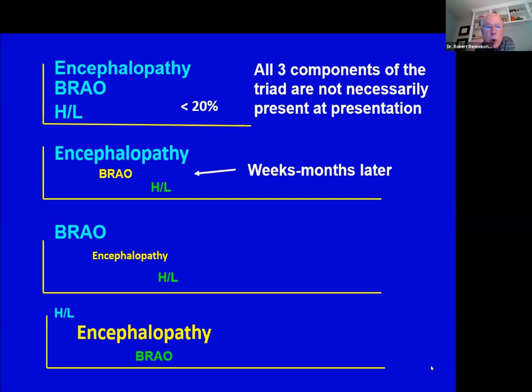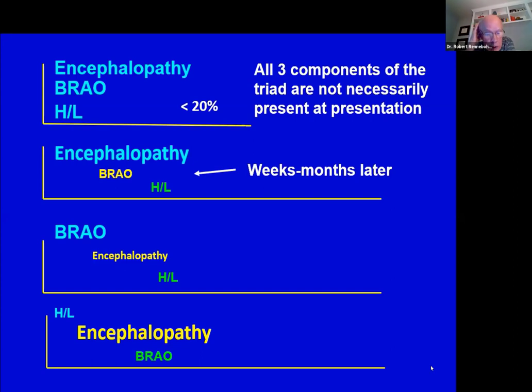Usually only 1 or 2 of the components of the triad are present, with the other components developing days or weeks or months later. Any one of the components of the clinical triad can be the first and only manifestation at the time of presentation.